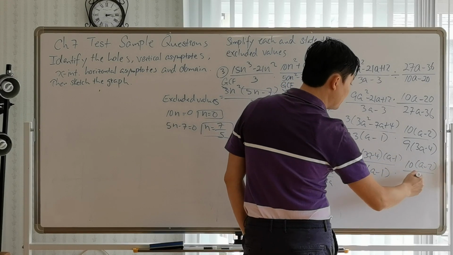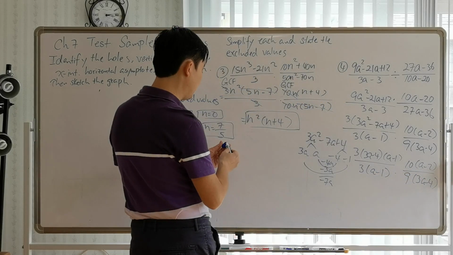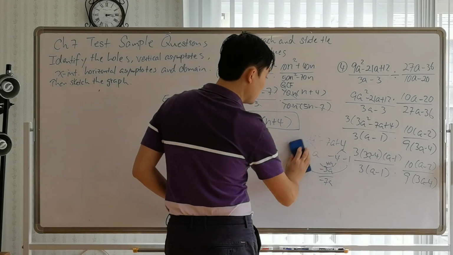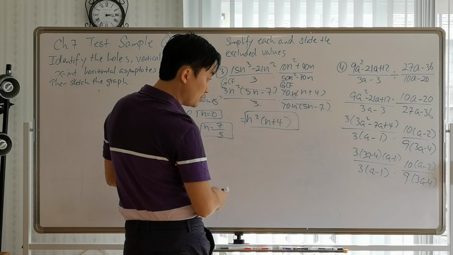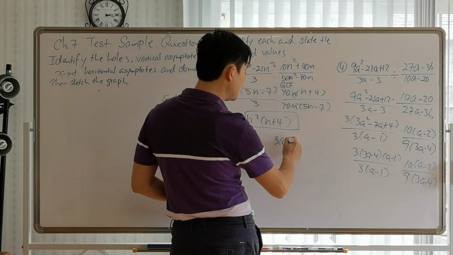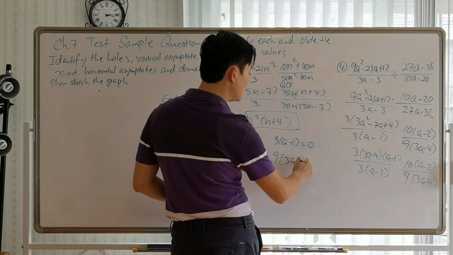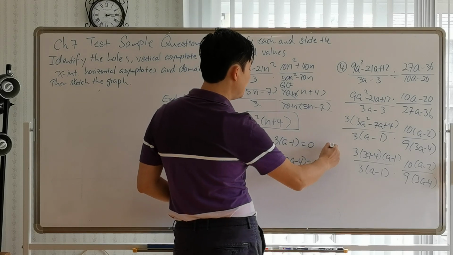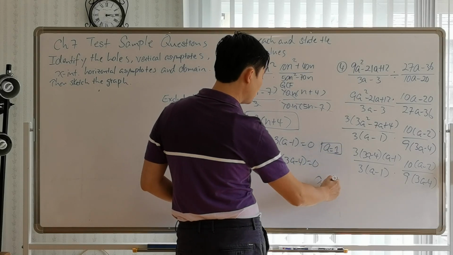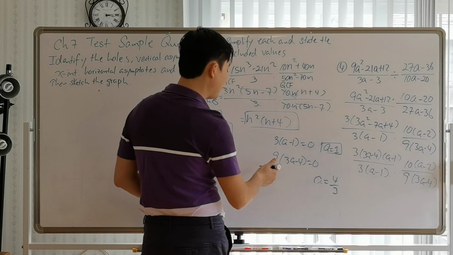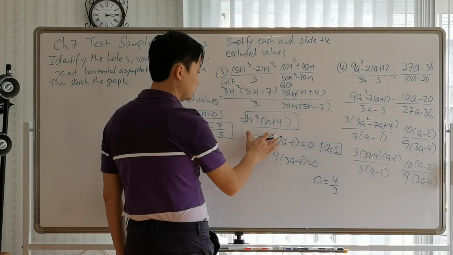So once you factor the form completely, guess what you can do first? Find the excluded values, if there's any. So set the denominator equals 0, so 3 times a minus 1 equals 0, and then 9 times 3a minus 4 equals 0, so a equals 1. And then a equals what? 4/3. Again, the greatest common factor doesn't matter, because once you divide by 3, divided by 9, it's cancelled.